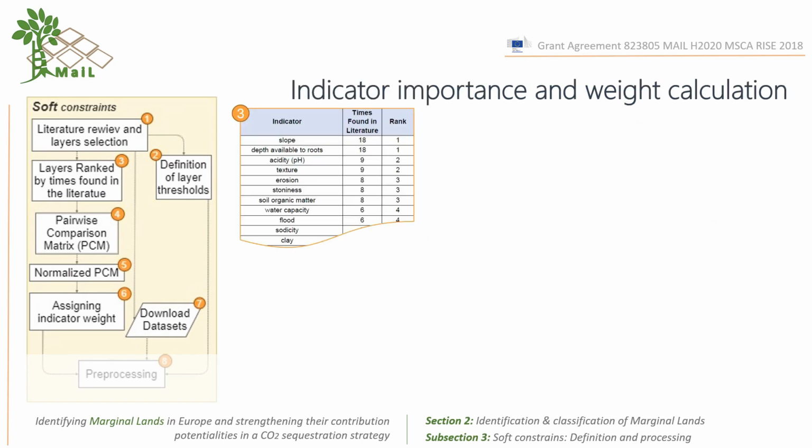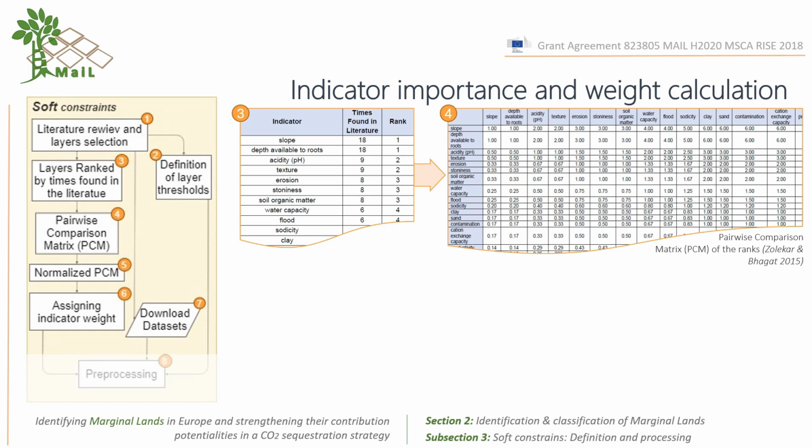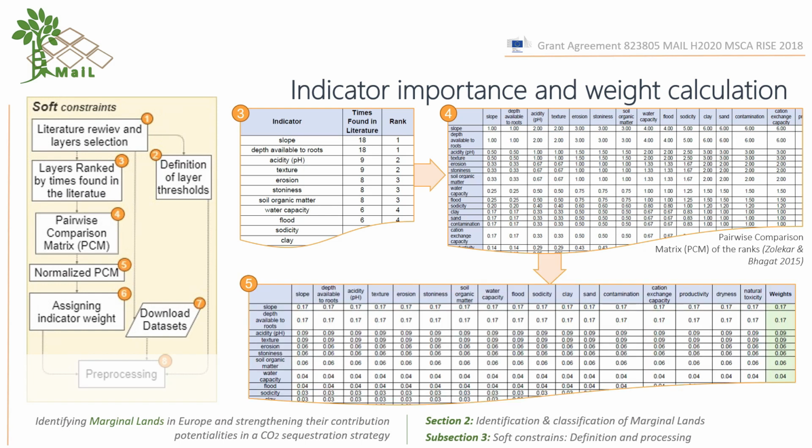The third step is to analyze the importance of the soft indicator, and for this purpose, the indicators are classified and ordered according to the number of times they appear in the literature. Once the indicators are ordered, the pairwise comparison matrix (PCM) of the ranks is calculated following the method proposed by Zolekar and Bhagat, 2015. After that, the PCM is normalized and a weight is obtained for each indicator.